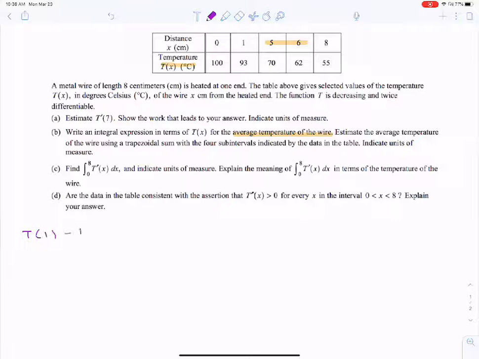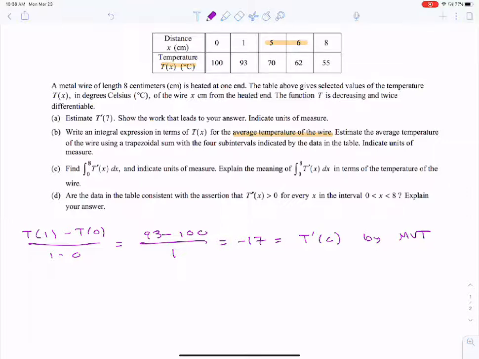So I'm going to say T of 1 minus T of 0 over 1 minus 0 equals, what is that, 93 minus 100 over 1, which equals negative 17, which means, by the mean value theorem, there has to be some c in that interval where T prime of c equals negative 17. And that's by the mean value theorem. And I'm just going to go through and do that for each of my intervals. And I'll show you why in a minute.